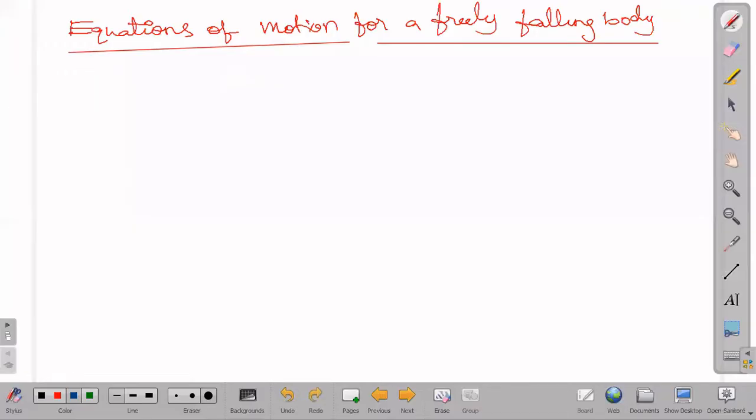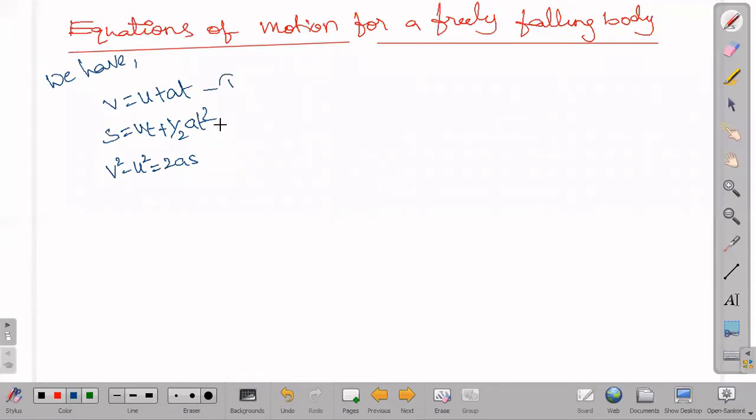So we have v is equals to u plus at is one equation. Next, s is equals to ut plus half a t square. This is the second equation. Next, the third equation of motion is v square minus u square is equals to 2as. These three equations we have. We derived these in the previous classes.